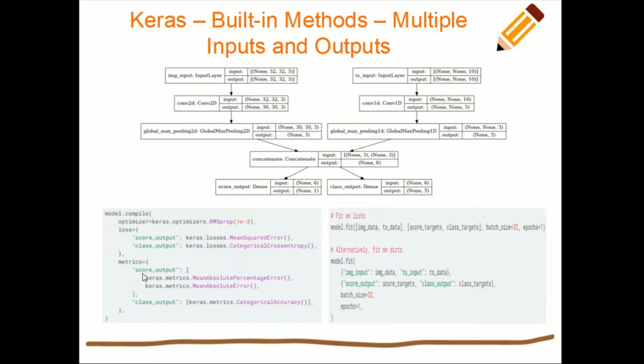Okay, so similarly we can also declare multiple different metrics for different outputs. So here we have some metrics defined for the score output, some other metrics for the class output. Okay, so it's pretty similar, it's just that we have to declare a few lists because there are multiple inputs and outputs.